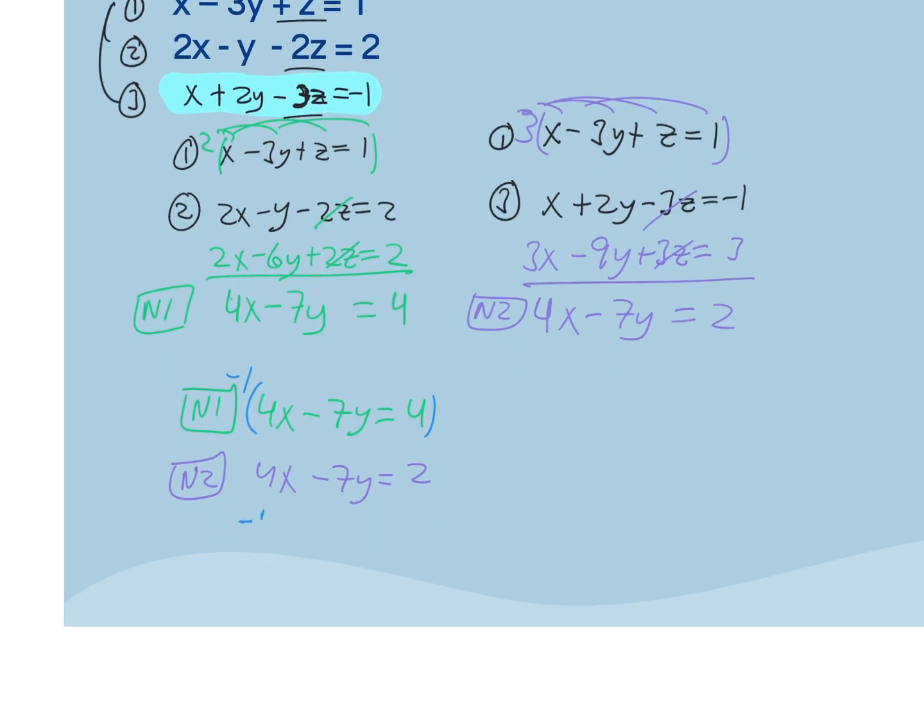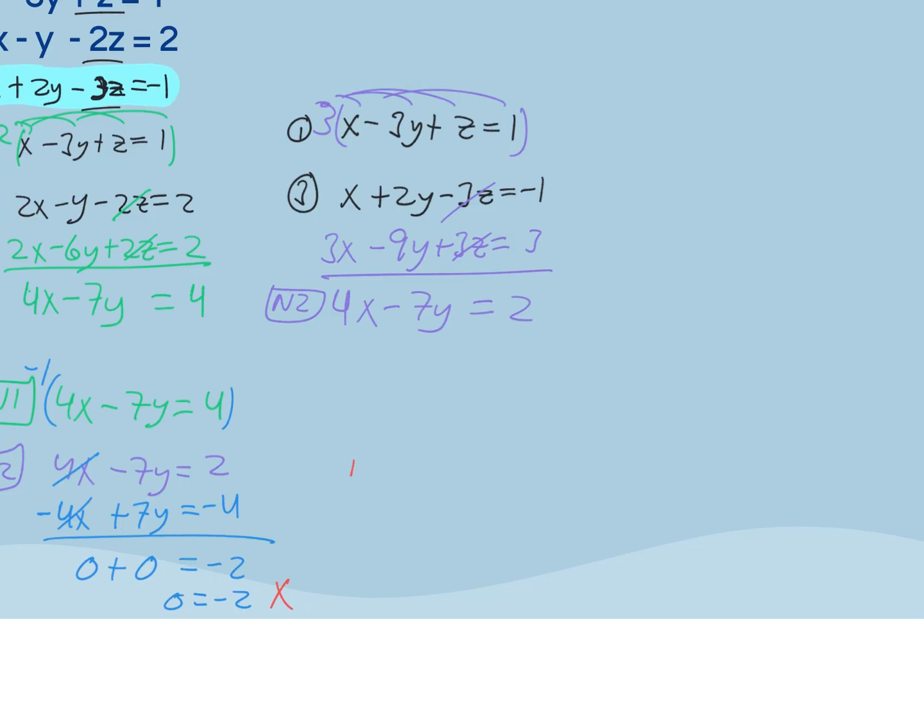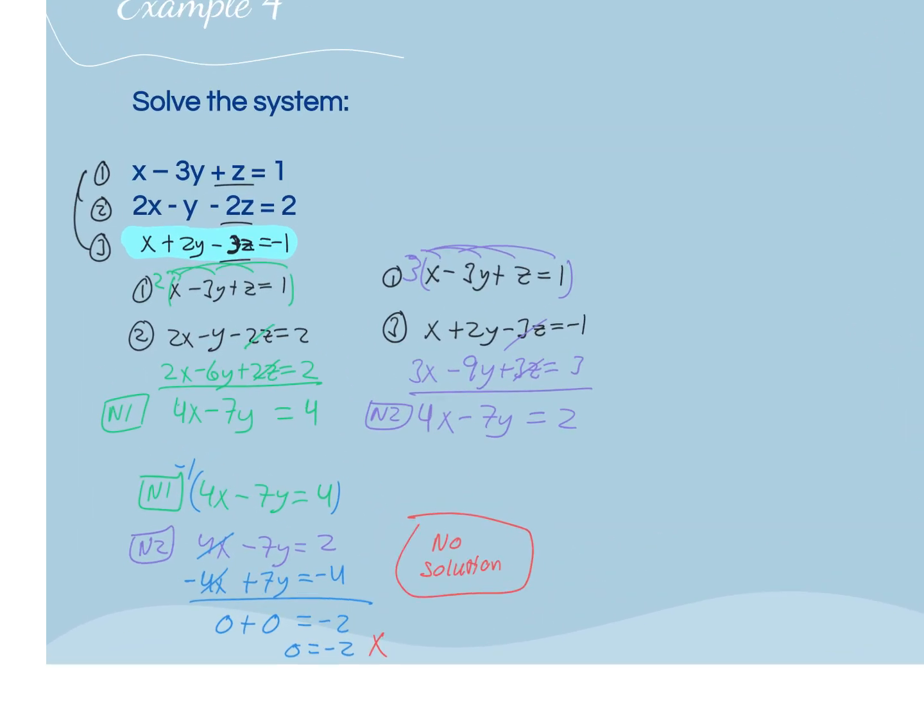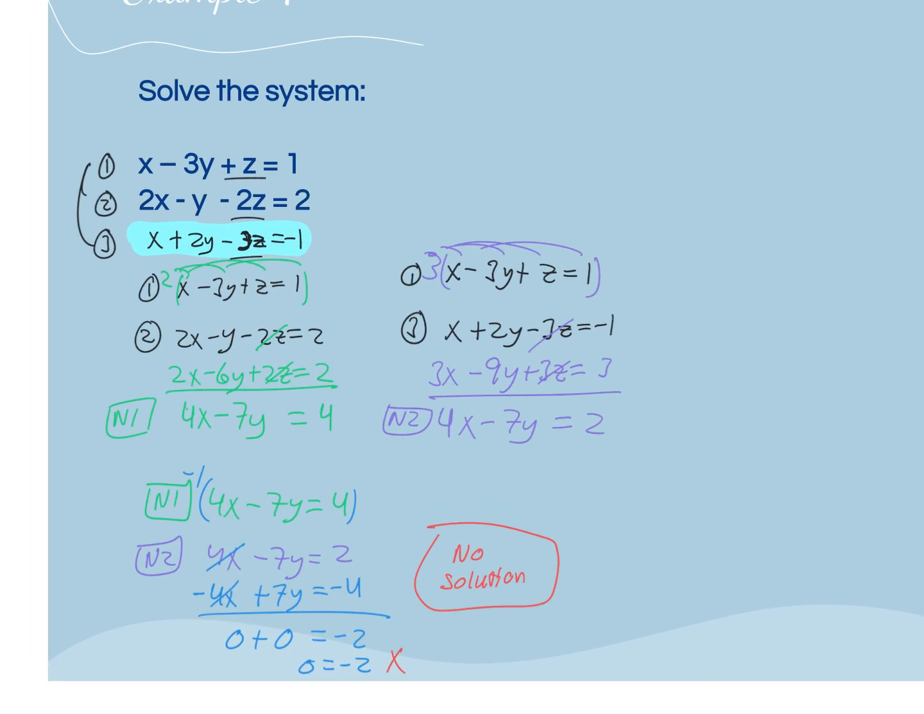If you do that, we end up with negative 4x plus 7y equals negative 4. And then 4x and 4x cancel, so that becomes a 0. Negative 7y plus 7y also cancels, and 2 minus 4 is going to get you a negative 2. So in the end, we end up with 0 equals negative 2. That is not a true statement, so this system has no solution. From here, no more work is needed. You don't have to plug anything in. There's nothing to plug in. You already get your answer from that.